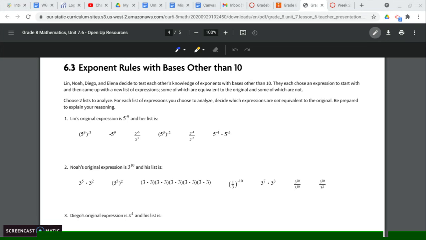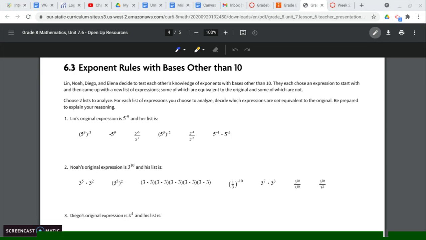So Lynn, Noah, Diego, and Elena decide to test each other's knowledge of exponents with bases other than 10. They each chose an expression to start with and then came up with a new list of expressions, some of which are equivalent to the original and some of which are not. Choose two lists to analyze. For each list of expressions you choose to analyze, decide which expressions are not equivalent to the original.